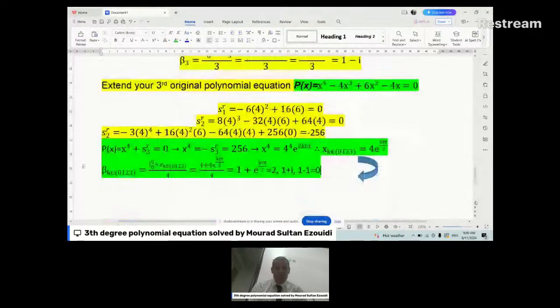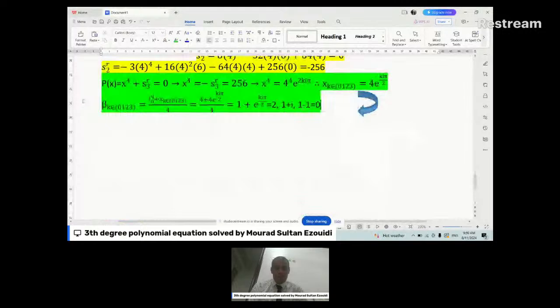And now when x equals this one, I will put it into parentheses if it is possible. And the last one, alpha 3, is 1 minus i. So these are the roots.